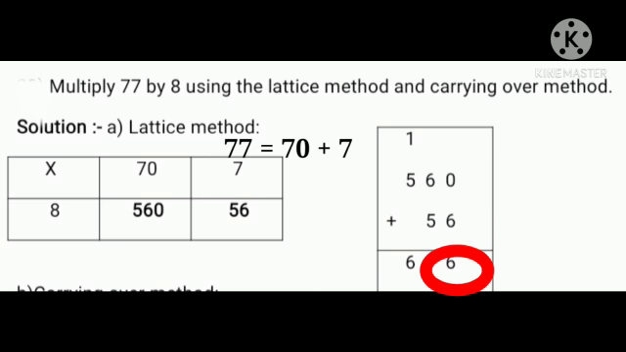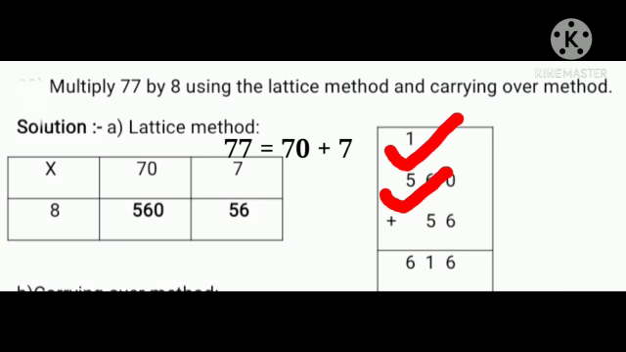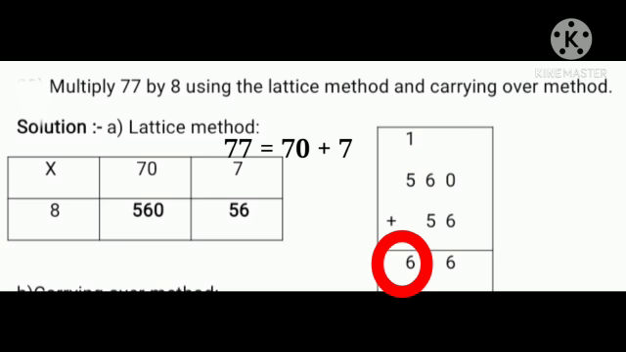0 plus 6 is 6. 6 plus 5 is 11. 1 we will write below and 1 we will carry over. 5 plus 1 is 6. Therefore, 77 multiplied by 8 is 616. Now, let's move further.